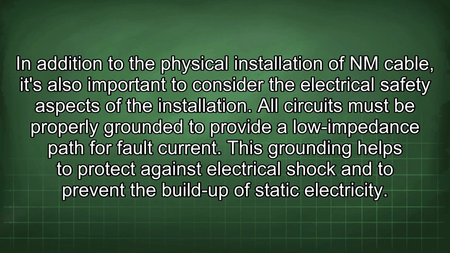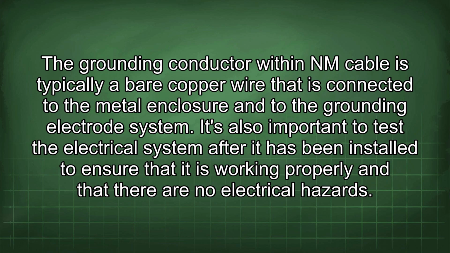In addition to the physical installation of NM cable, it's also important to consider the electrical safety aspects of the installation. All circuits must be properly grounded to provide a low impedance path for fault current. This grounding helps to protect against electrical shock and to prevent a build-up of static electricity. The grounding conductor within NM cable is typically a bare copper wire that is connected to the metal enclosure and to the grounding electrode system.